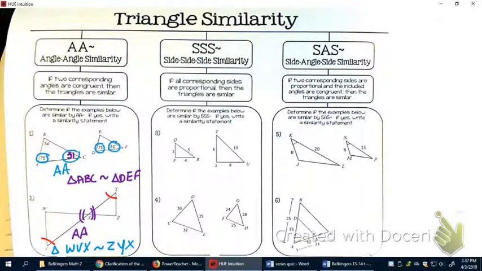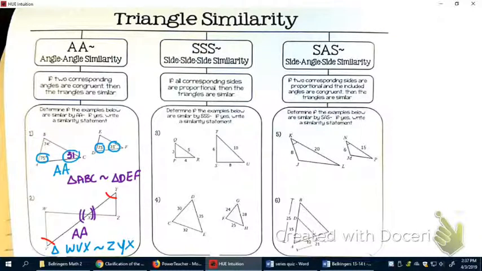All right, next one. It says side, side, side. Now, when we did congruent, side, side, side was usually the easier one. We just tried to make sure all the sides are marked. Okay? But remember, with similarity, we're not looking for all the sides to be marked. We're looking for all the sides to be proportional. Okay? So there's going to be numbers on all the sides, but you have to make sure that all the fractions come out to be the same. That's what you look for with side, side, side.